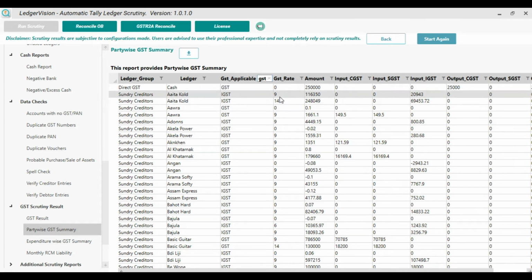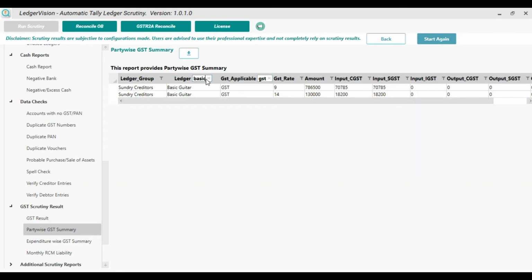And these are the rates. This column shows the rates of the GST. This amount shows income or expenditure. And these are input or output, where CGST, SGST and IGST are segregated. So you can select any particular party also. If I select this party, basic guitar, this is a creditor. Now you can see this is the amount of expenditure. So these are the purchases or expenditure. And this is the GST rate, input at 9%, this is SGST at 9%. Similarly, this is CGST at 14%, this is SGST at 14%.